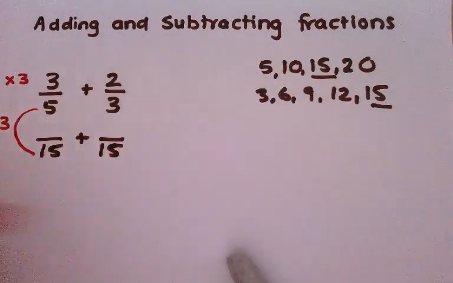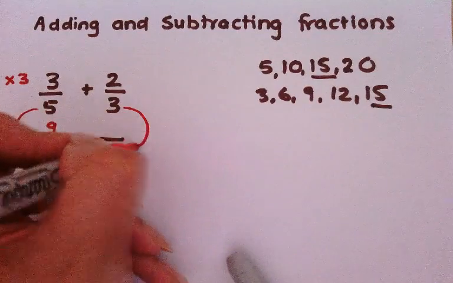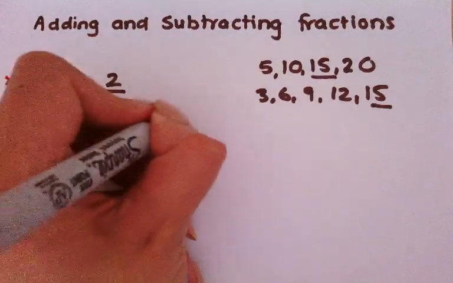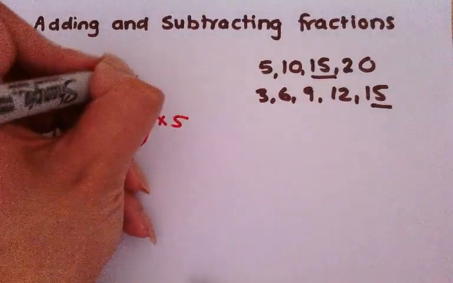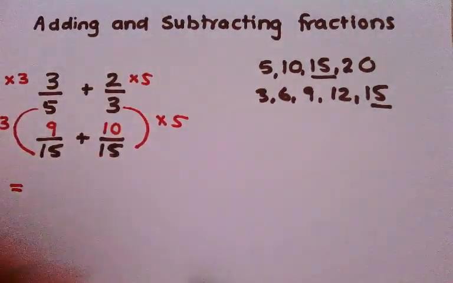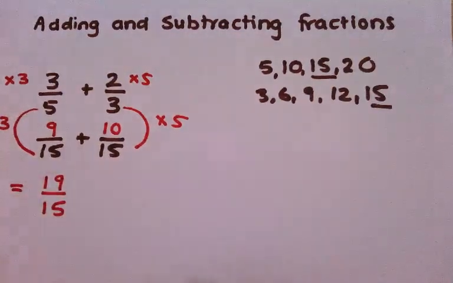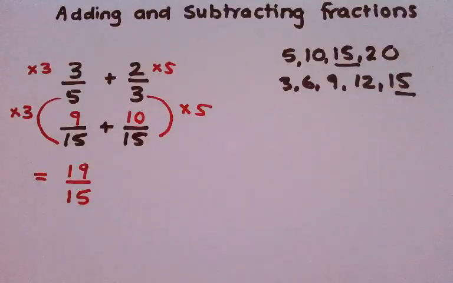3 times 3 is 9. How do I get from 3 to 15? Times by 5. I need to do the same to the numerator. So that's going to be 10. Once the denominators are the same, you can just add the numerators. And this particular one cannot be cancelled.